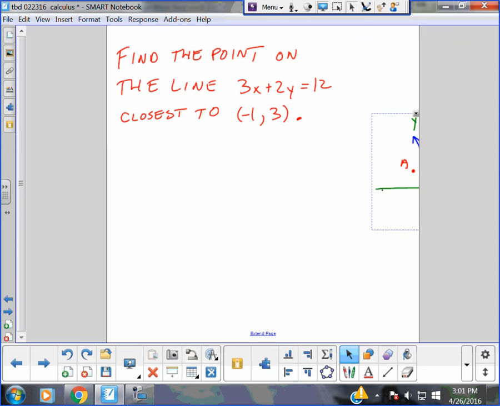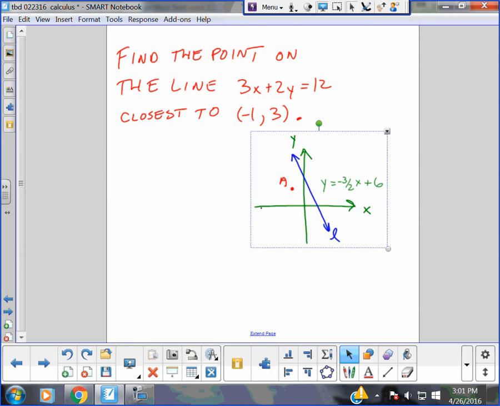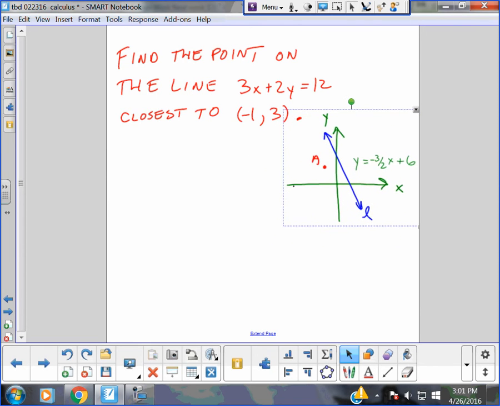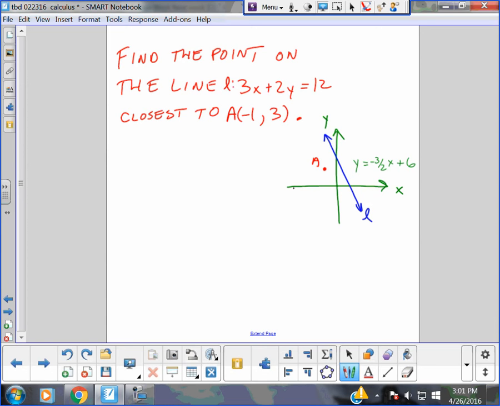And to get us started, we don't need a picture, but sometimes it sure helps. So I made a little picture for us to use and reference. I made point (-1, 3) letter A, and I made this line L, the blue line. Everybody, we're going to make an optimization problem. We are going to minimize the distance from A to line L. And we know it's going to be perpendicular from our days in pre-calc.